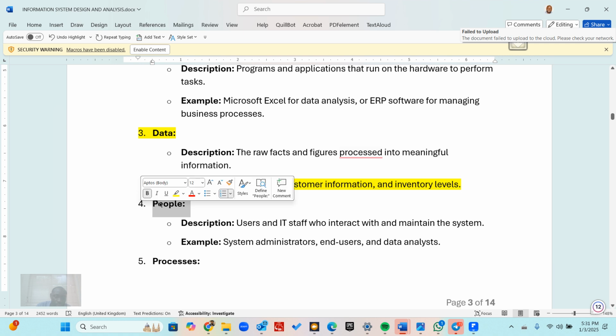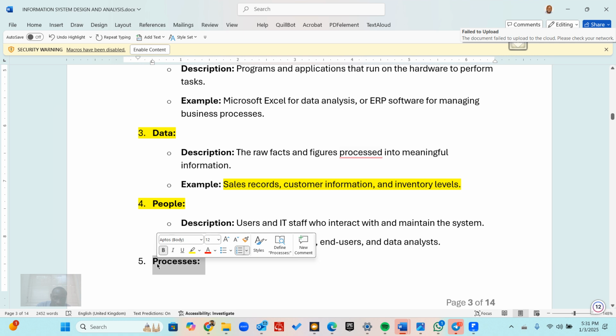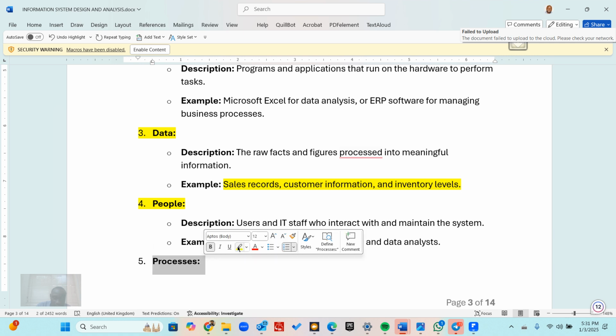We have the people. The people, for example, are the users of IT or the IT staff, the users and IT staff who interact with and maintain the system. So system administrators, end users, data analysts, program managers, product managers. These are people who use the system, IT specialists, and all the others.